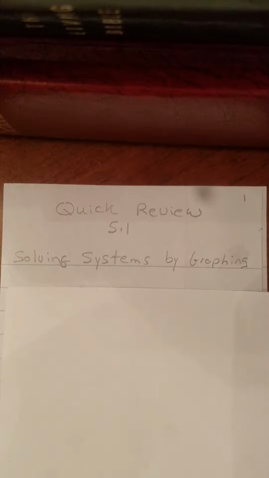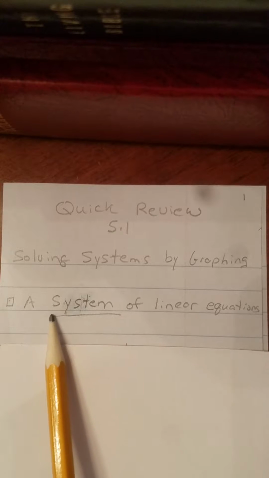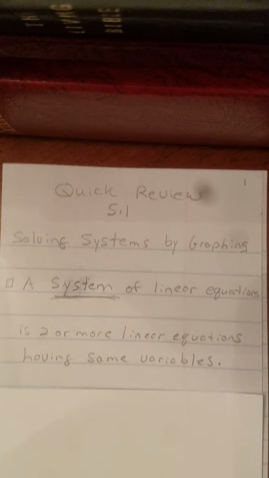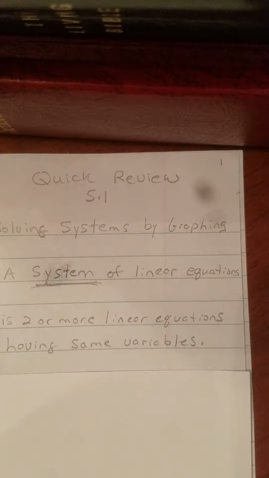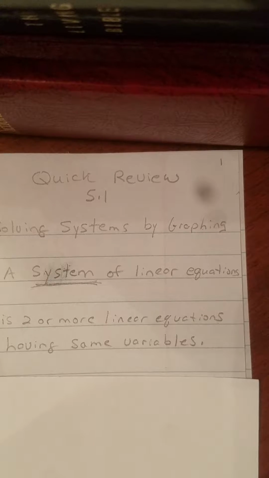All right, so we're going to do a quick review of section 5.1. This is dealing with solving systems of linear equations by graphing. Now, a system of linear equations, so a key word, we know what linear equations are, but this is talking about a system of linear equations, which basically is two or more linear equations having the same variable. So it's when you have two or more linear equations and they all have the same variables.